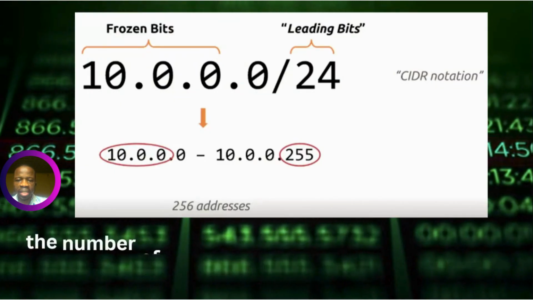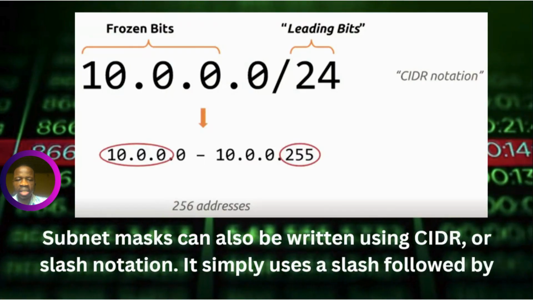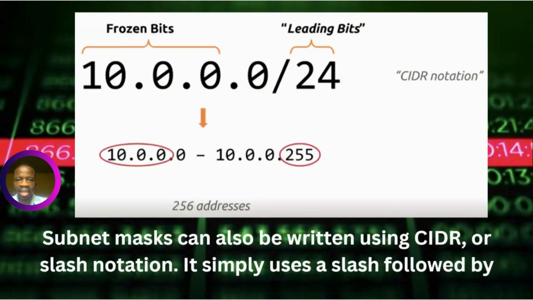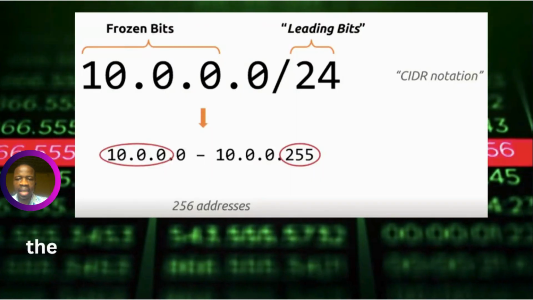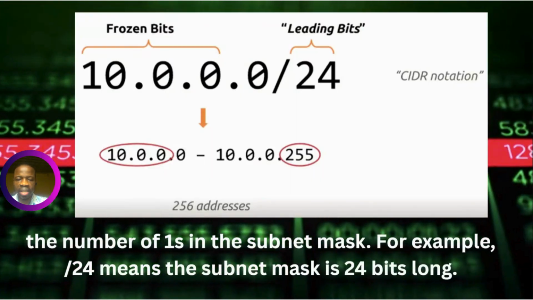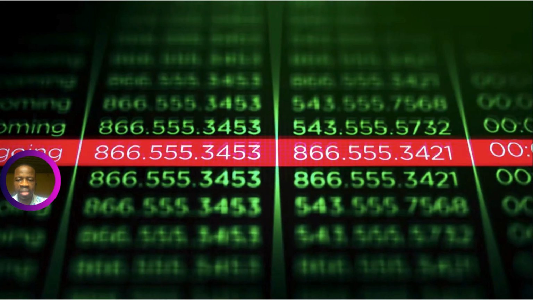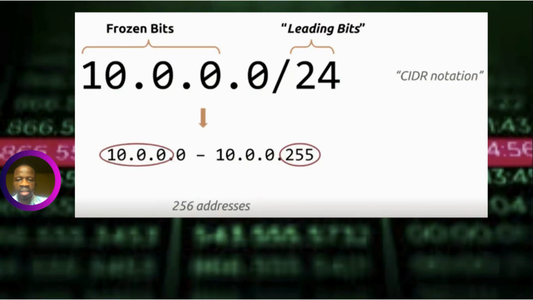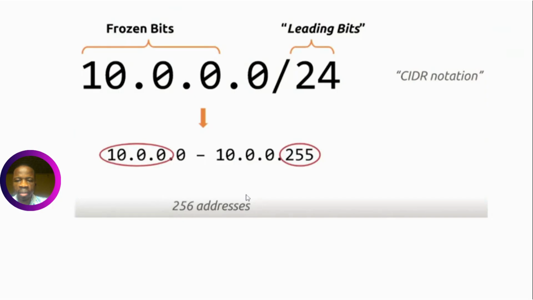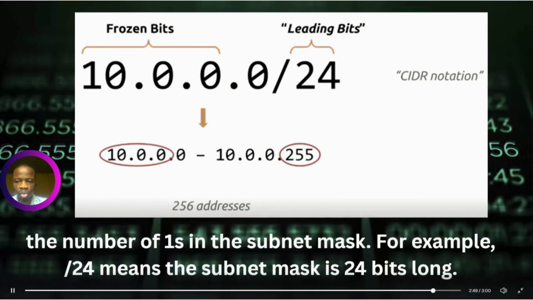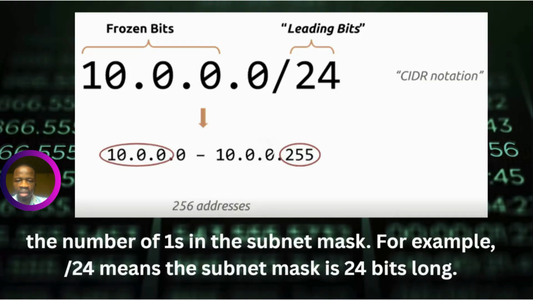Subnet mask can also be written using CIDR, meaning classless inter-domain routing. This extends the use of IPv4 addresses, or slash notation. It simply uses a slash followed by the number of ones in the subnet mask. For example, /24 means that the subnet mask has 24 bits set to one.